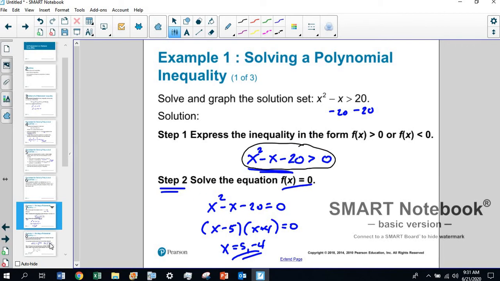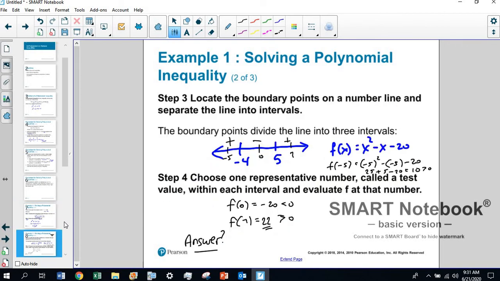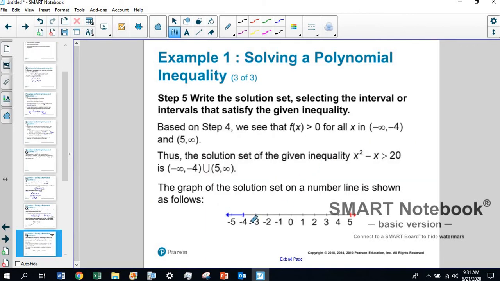So what does the answer look like? Well, the answer looks like this. At -4, I was positive over here. I was negative up here. I was positive over here. So I take -4, not including it because it's greater than, not greater than or equal to, and I color in this whole side over here because I'm less than -4. Or bigger than 5.